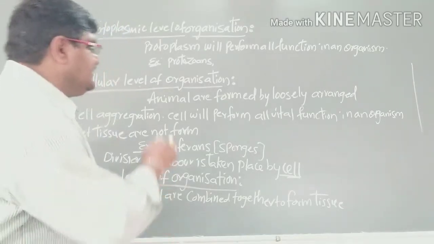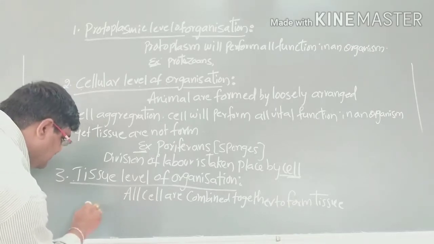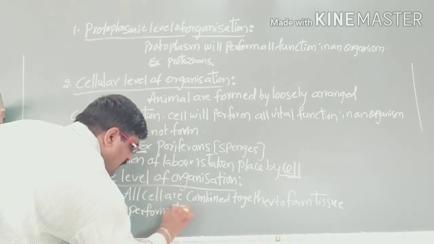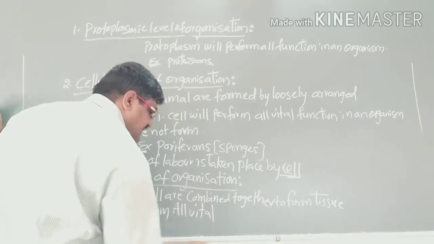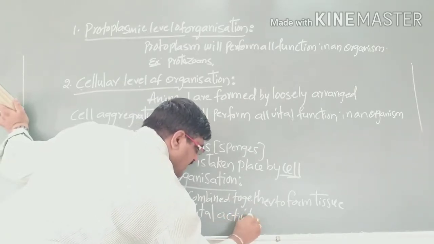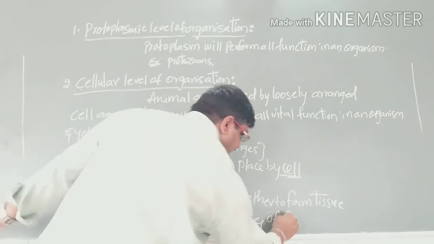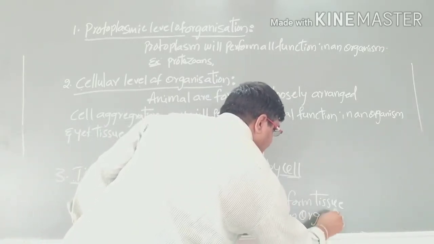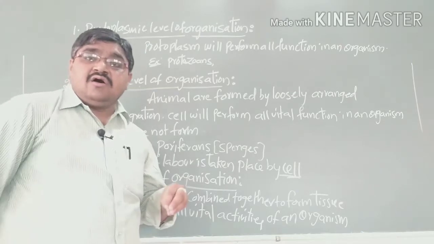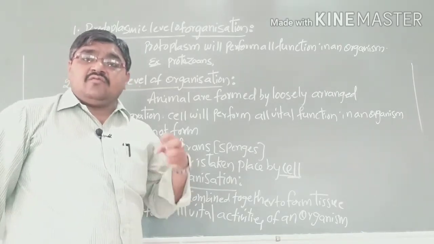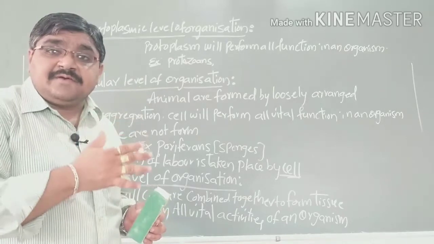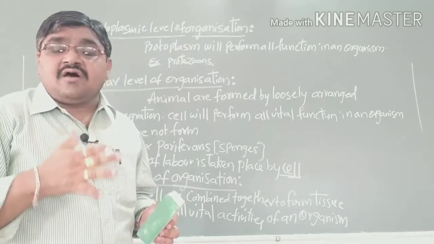So here the tissues perform all the vital activities of an organism. This type of grade or level we call the tissue level grade of organization. It means all the cells are combined together to form tissues. Specific functions are carried out by specific tissues only. So here tissue formation has taken place.